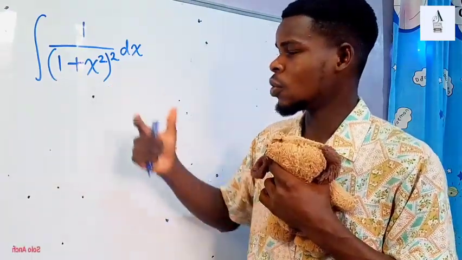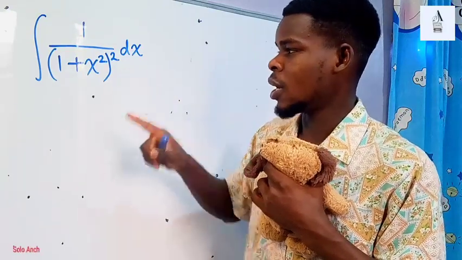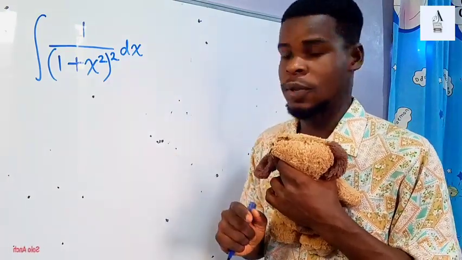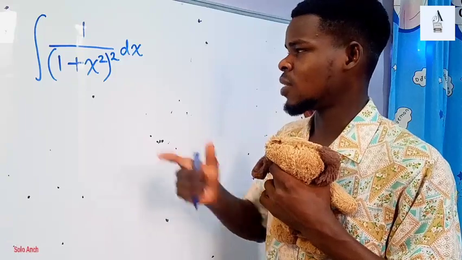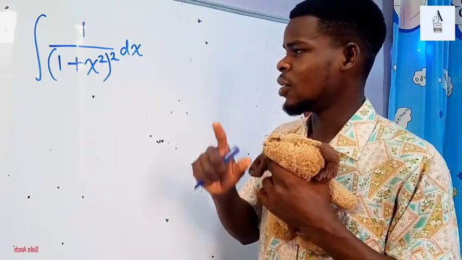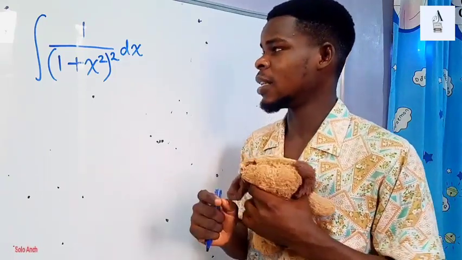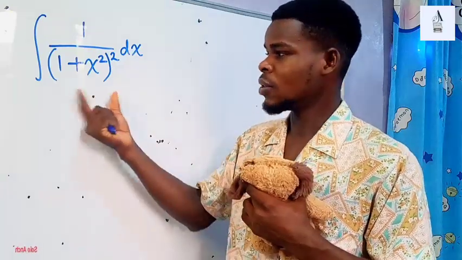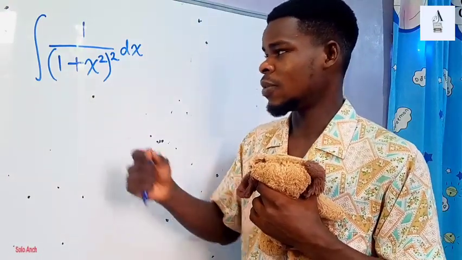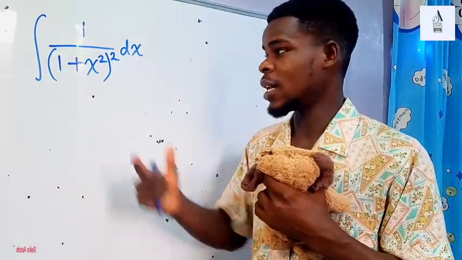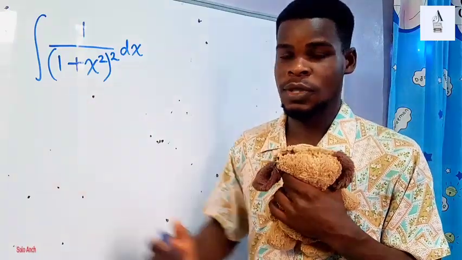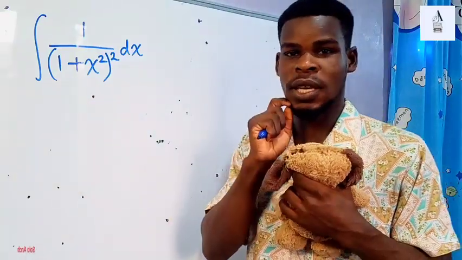So if we want to do this, that means we're going to have a quadratic polynomial at the bottom, and since it's a repeated factor, we can set it up and then do some work on it. I don't think this is decomposable, but if it is, you can just go ahead and try it using partial fraction decomposition, right? But I'm going to use something else.